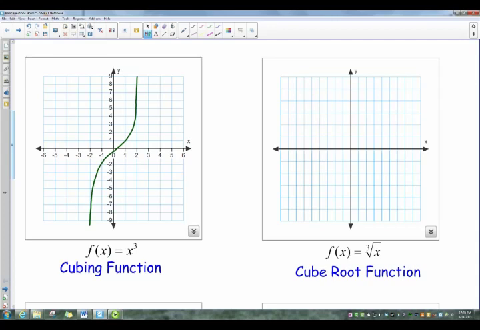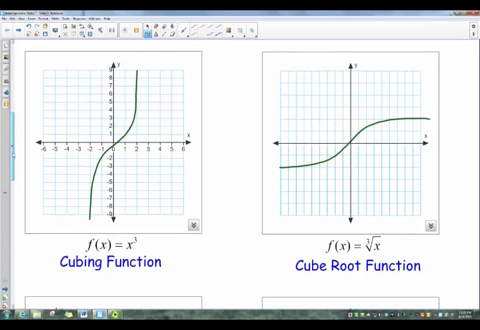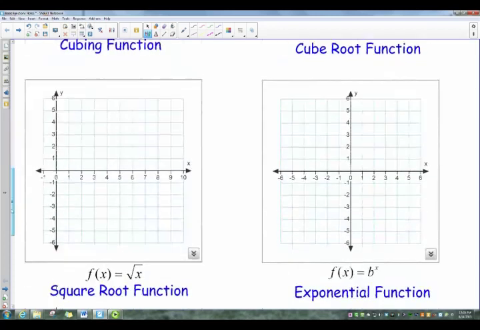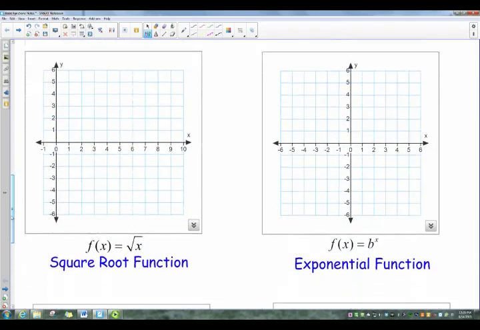Okay, cube root, same idea. It's going to look something like that. It's going up very slowly. It's going down very slowly. But it's going right and left very quickly. So again, all real numbers for your domain and your range. Okay, square root. Now, square root, if you remember, looks something like this. Okay, so there's my square root.